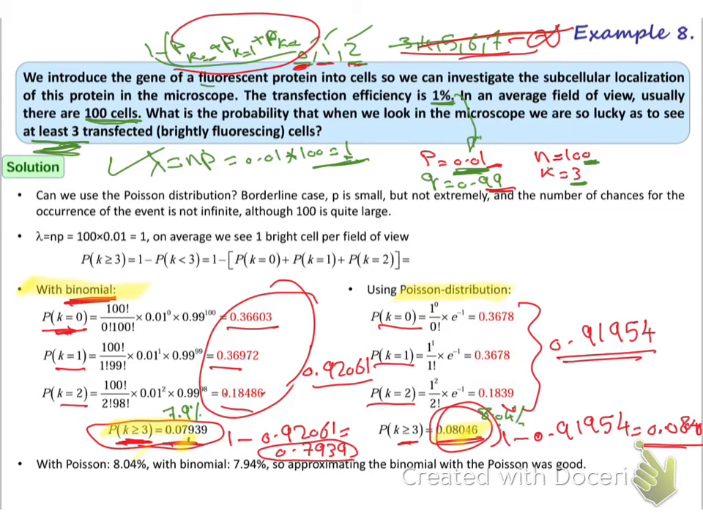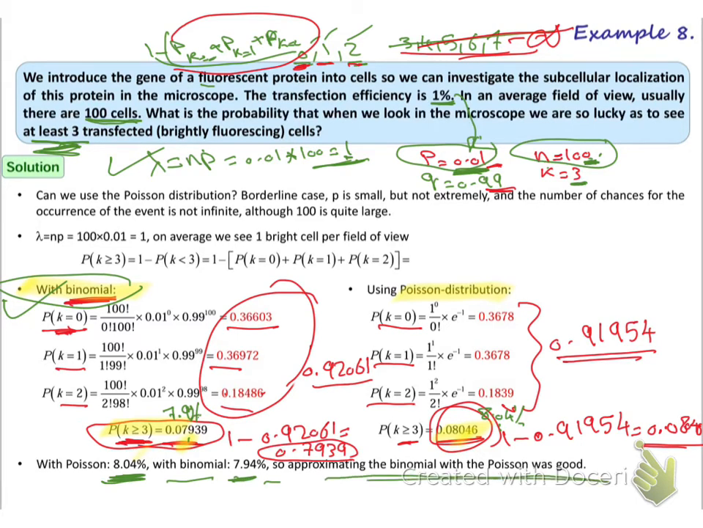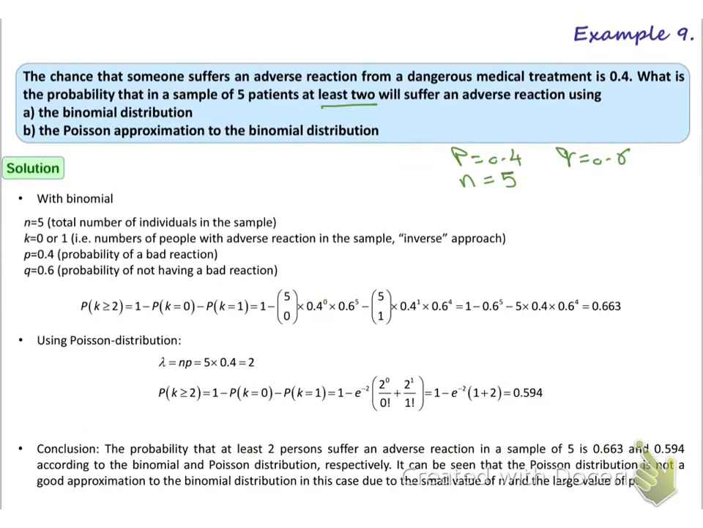They are very close. In this case the binomial may be more accurate, because Poisson has the condition that p must be very small and n must be very big, and here the numbers are moderate, not so small and not so big. So binomial may be more accurate, but they are very close to each other. With Poisson it is 8.04% and with binomial it is 7.94%. Approximately both of them are the same, and the Poisson approximation to the binomial was good. This problem is almost the same as the previous one.